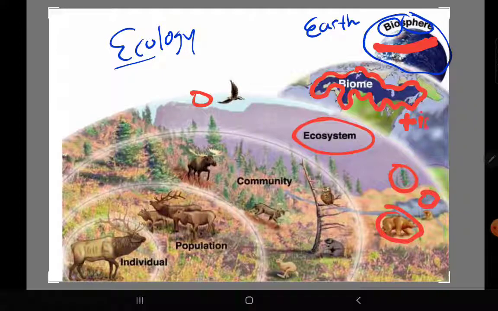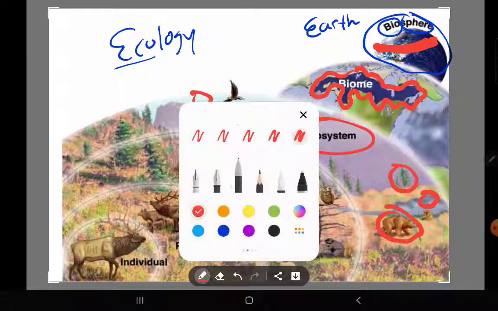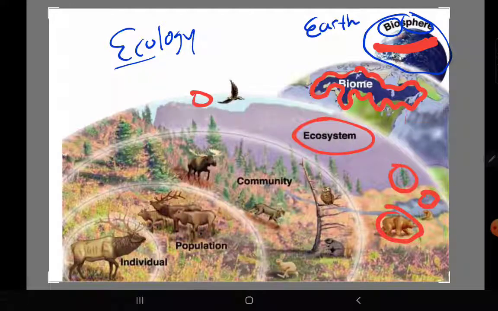Oh, I'm out of room. You know what, give me a second here. Be professional. There we go. The taiga.